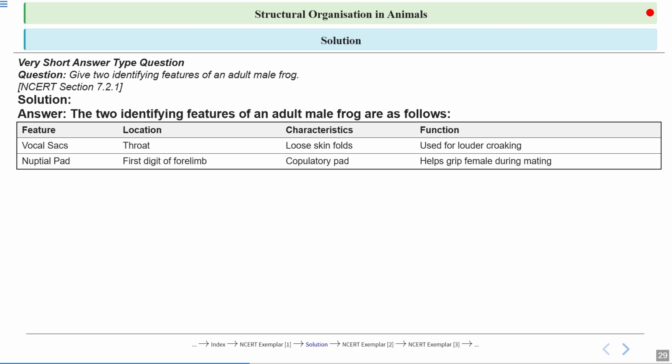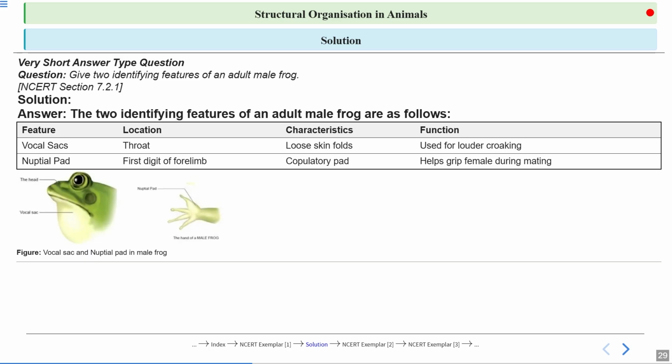These are the two features that we see only in the case of the male frog. So here you can see the diagram. This is the vocal sac present at the throat, below the lower region of the throat, and you can see the nuptial pad, the swelling region at the first digit of the male frog.